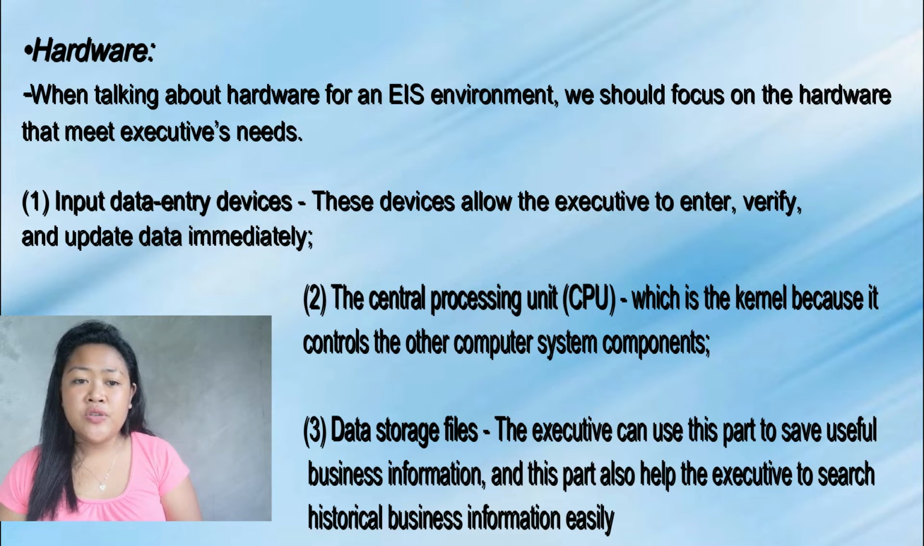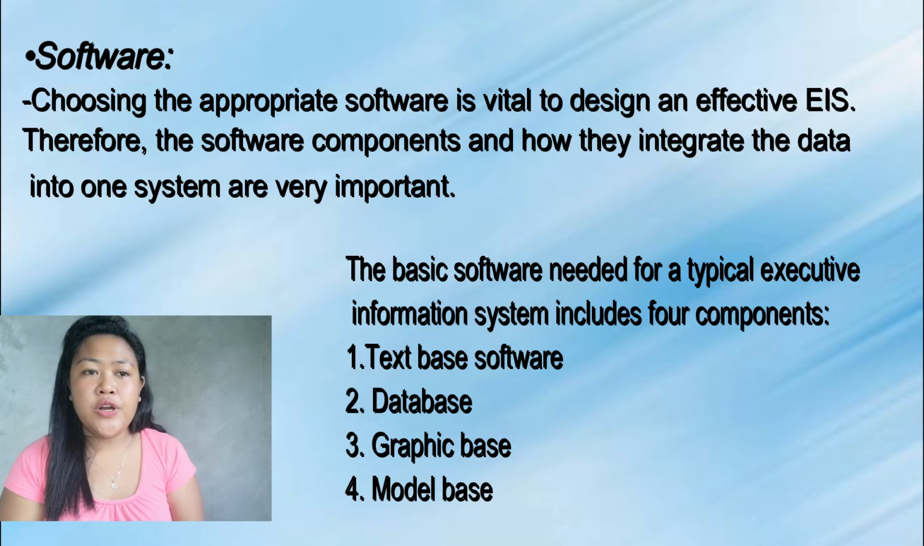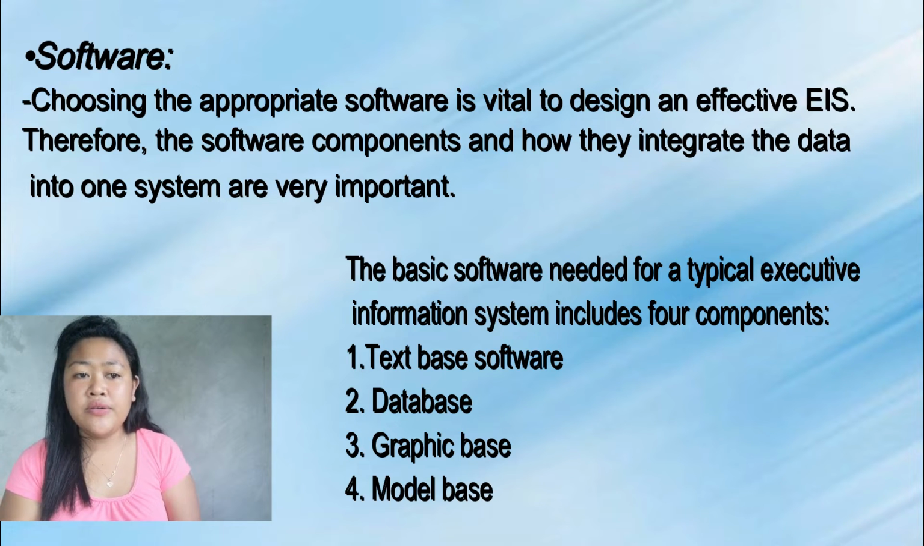The executive can use this part to save useful business information, and this part also helps the executive to search historical business information easily. Software. Choosing the appropriate software is vital to design an effective executive information system. Therefore, the software components and how they integrate the data into one system are very important. The basic software needed for a typical executive information system includes four components. 1. Text-based software, database, graphic-based, and model-based.